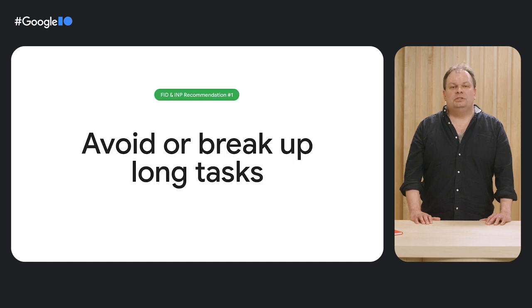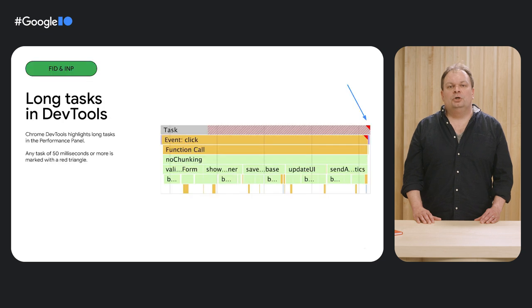The first recommendation is to identify and break up long tasks. This will give the browser breathing room to allow it to respond to user input. Chrome DevTools and Lighthouse identify a long task as a bit of work that takes 50 milliseconds or longer. This may not sound like a lot, but in browser terms, that can be the difference between a site feeling responsive or not.